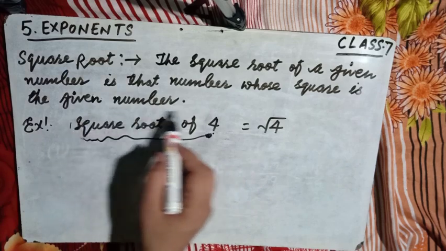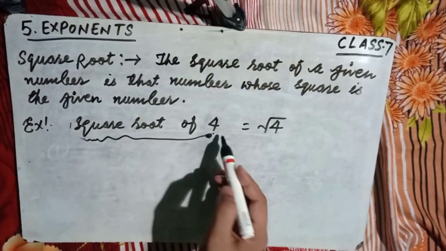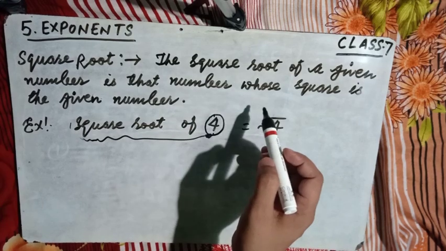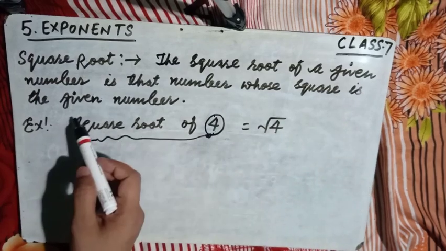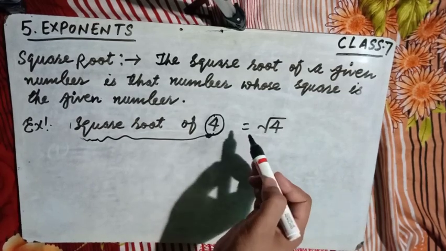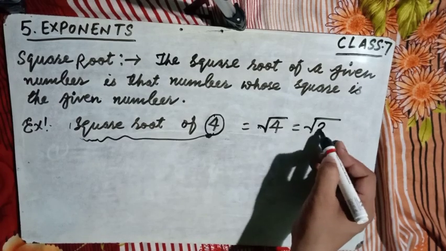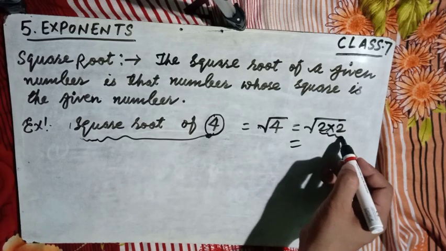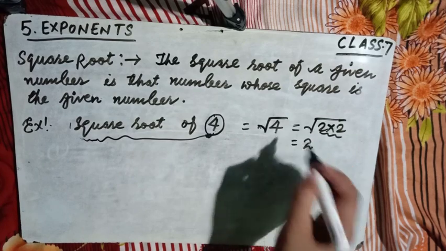Now what do you mean by square root of 4? Here it says the square root of a given number is that number whose square is the given number. First of all, find the square root of this number. This square root is written with this symbol, square root of 4, and 4 can be written as 2 multiplied by 2. 2 2s are 4, and there is a pair of 2, which means a single 2 comes out. So this is the square root of 4.